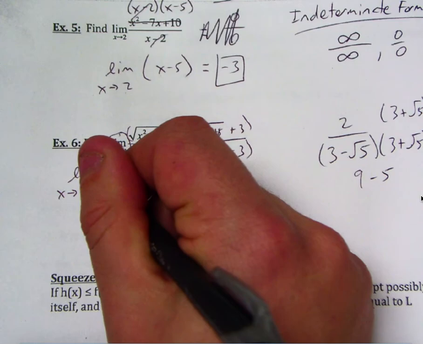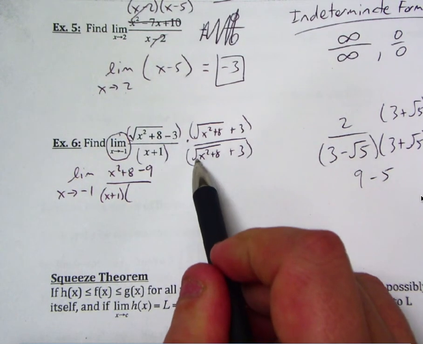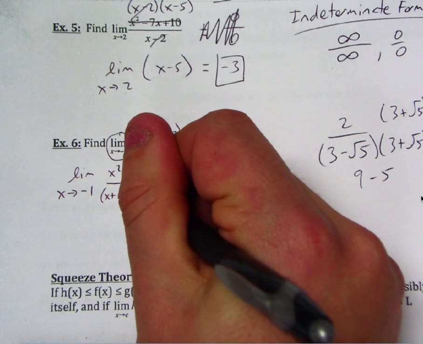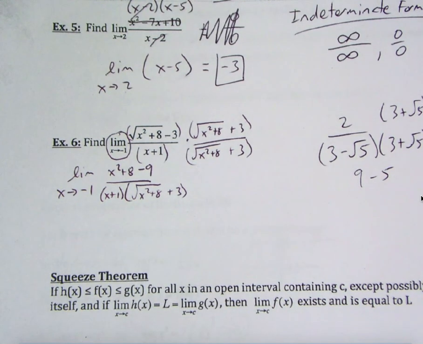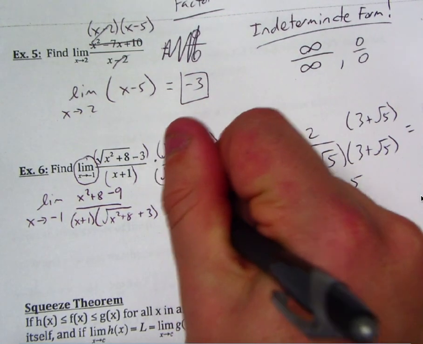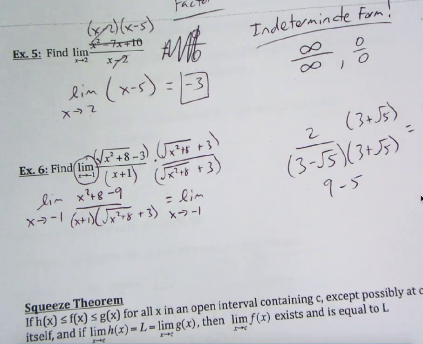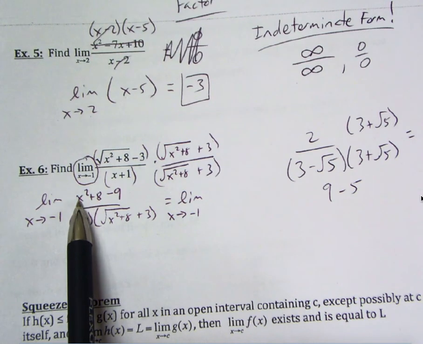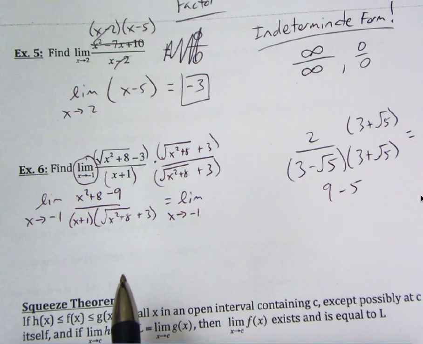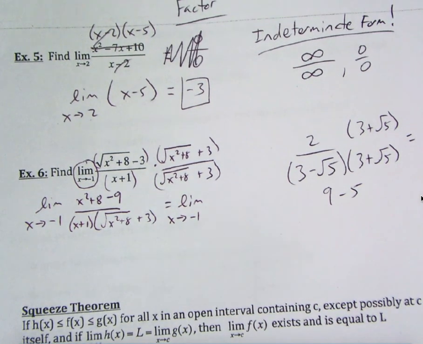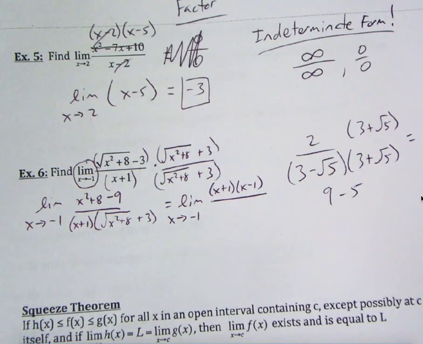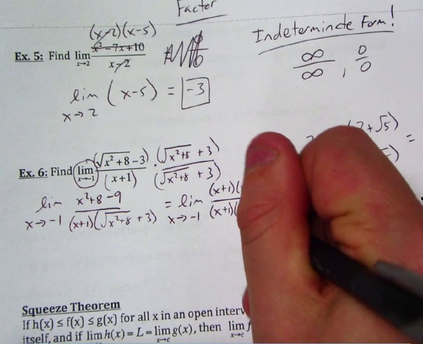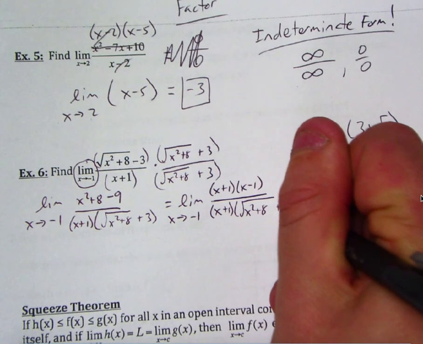So I'm just going to write this as x plus 1, and then the square root of x squared plus 8 plus 3. The reason being, we're trying to get this to go away. So now let's see what happens. We have the limit as x approaches -1. The numerator we can clean up. That's going to be x squared minus 1, a difference of squares. X squared minus 1 factors into x plus 1, x minus 1. And on the bottom, we still have x plus 1, and then the square root of x squared plus 8 plus 3.